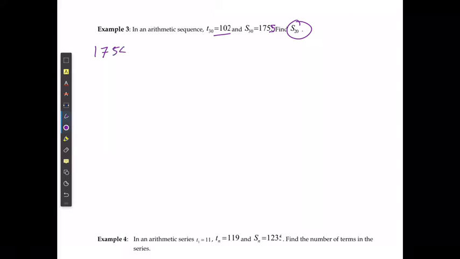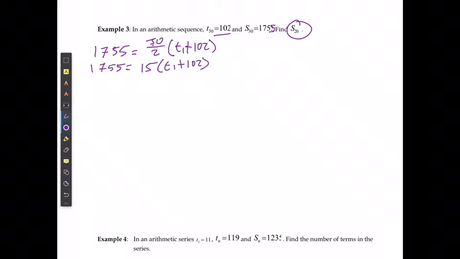If the sum 1755 is equal to 30 terms divided by 2 times term 1 plus term 30, then I can say that 1755 is equal to 15 times T1 plus 102. Divide both sides by 15, and 117 is equal to T1 plus 102. And then I subtract 102 from both sides, and 15 is equal to T1.